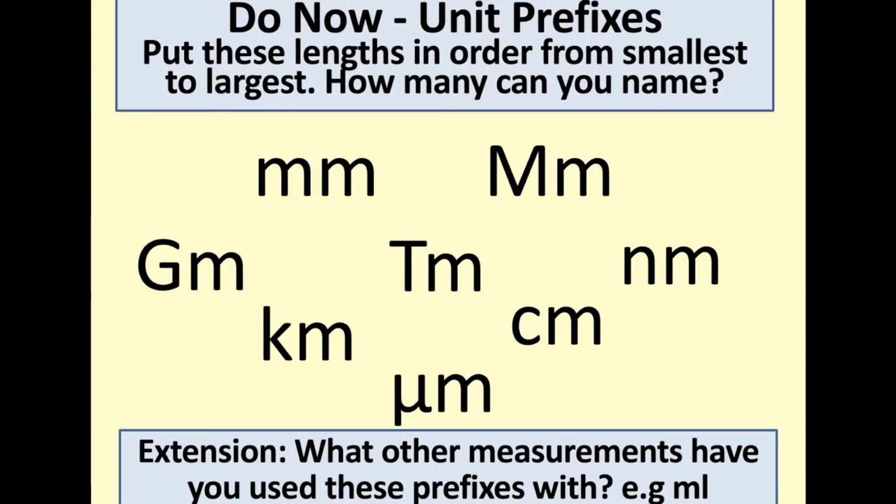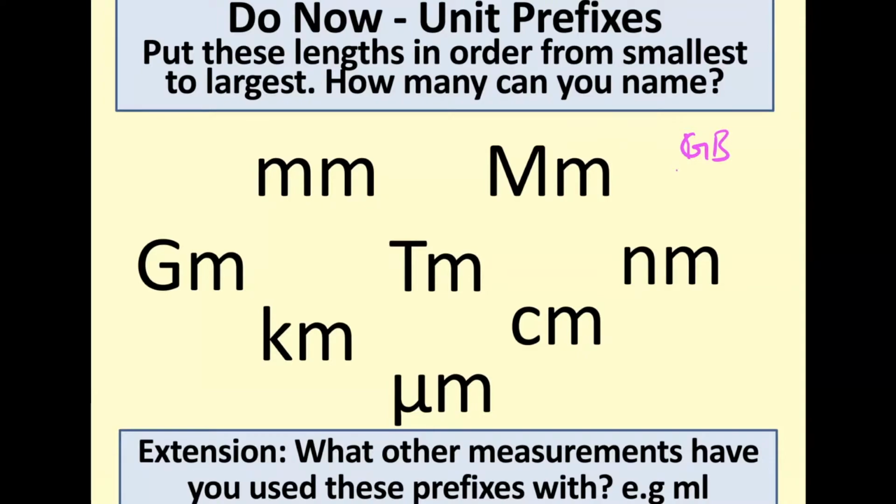Similarly, extension: thinking about what other measurements you might have come across prefixes with. So milliliters, you might have used for measuring volumes. Micrometers, you should have used when you were looking at your microscopes topic in biology. Nanometers we talked about when we talked about how big an atom is. But megameter, terameter, and gigameter, these are the ones I'm not expecting you to be familiar with in terms of the meter units. However, you're more likely to be familiar with them from the bytes unit.